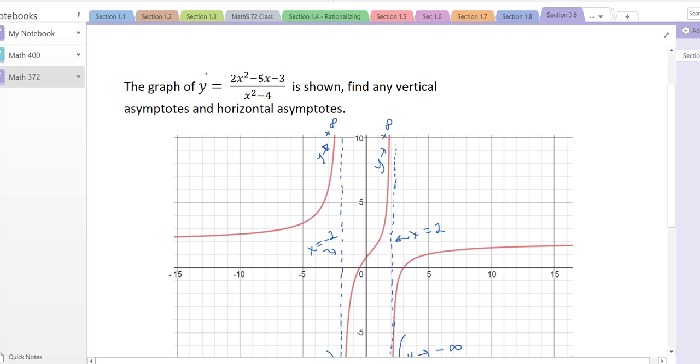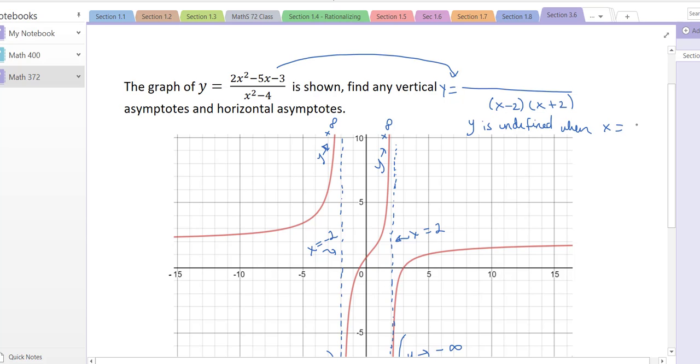If we go back to the function here, notice that if you factor the denominator, you get x minus 2 and x plus 2. If you set it equal to 0, these are where the function is undefined. So y is undefined when x equals 2 or when x equals -2. So this is also our domain, but notice that those are the vertical asymptotes of the function.